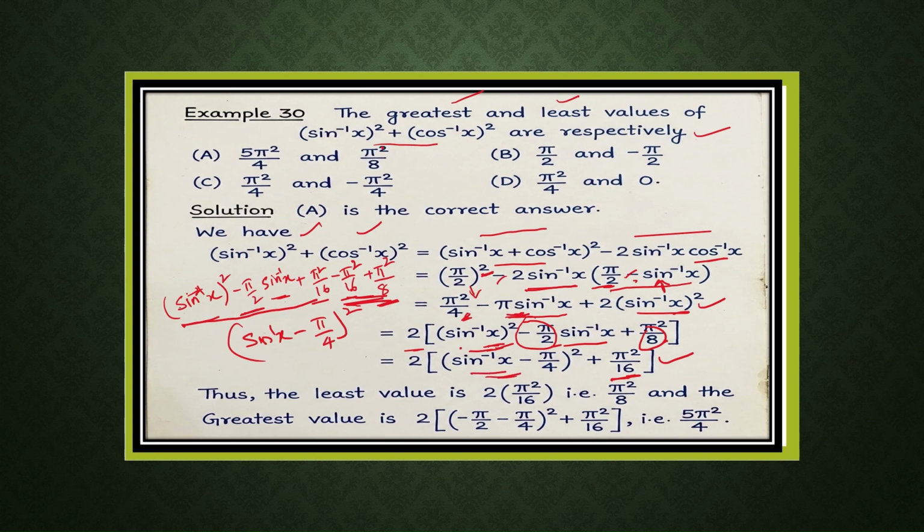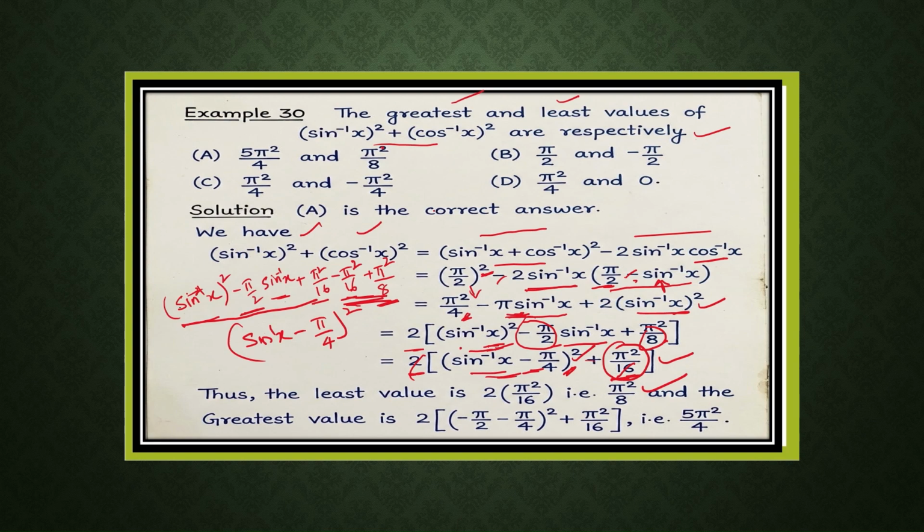If sin inverse x is equal to pi by 4, then it will become 0, because pi by 4 minus pi by 4 gets cancelled. And at that moment its value is a minimum. Therefore what is the minimum value? 2 into pi square by 16, because when it is 0, then 2 and 16 will be cancelling, then pi square by 8 is the minimum value, the least value.